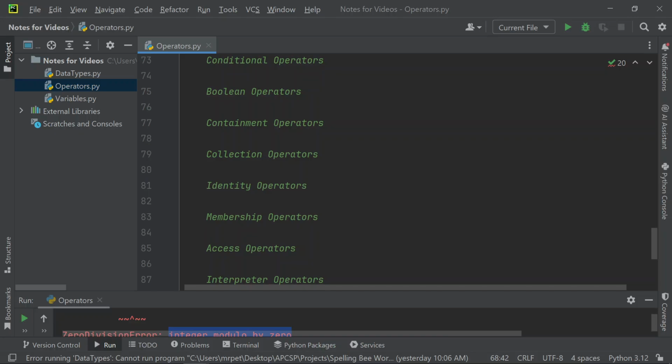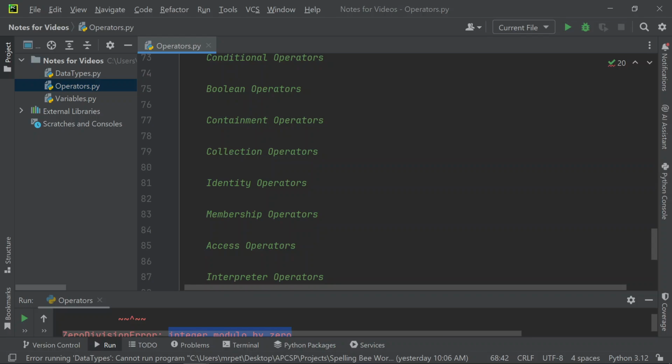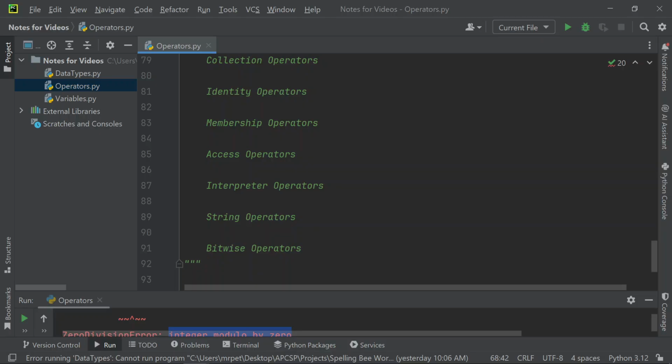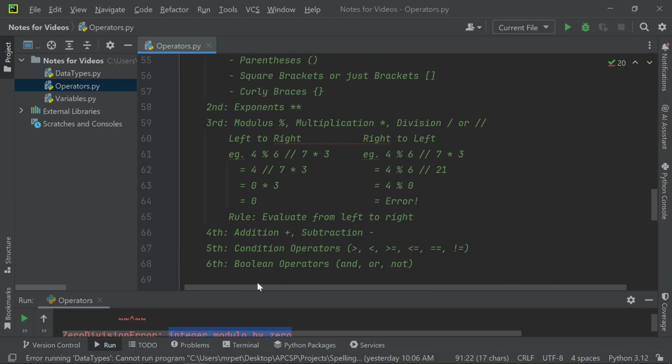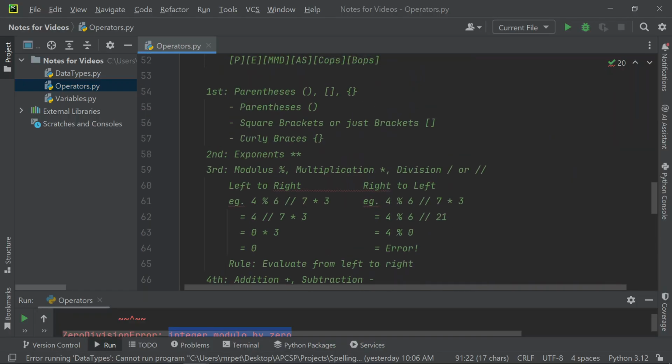There are some categories here that you'll see are not in this PEMDAS list. The ones that we're not going to talk about yet are the access operators, the string operators, and bitwise operators. They would fall somewhere in this list, but for what we're studying now, we don't need to know those yet.